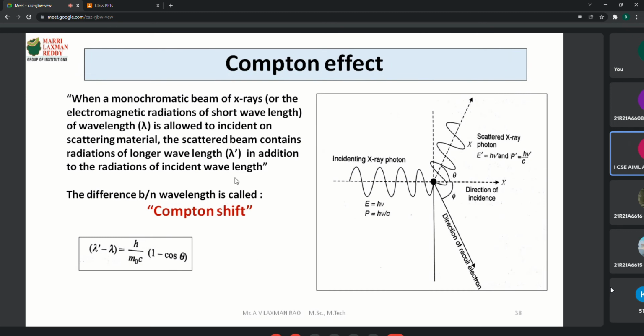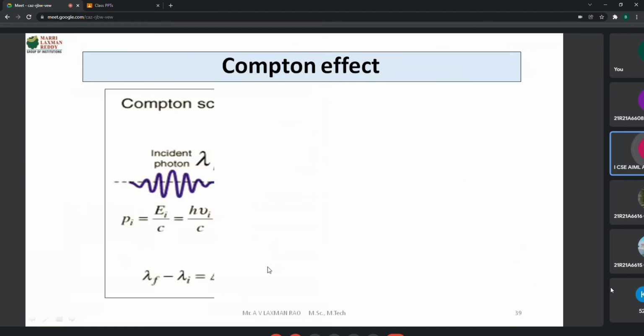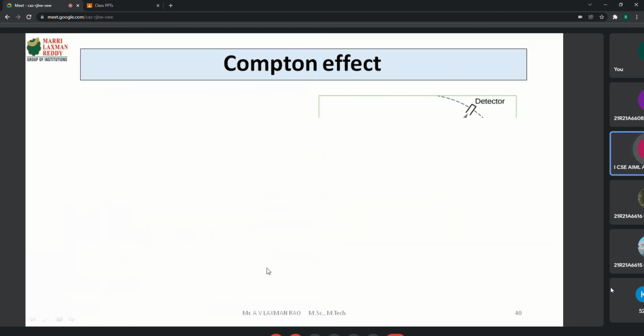Okay. So for this experiment, you need to draw the diagram, and the definition you have to write. And what is this Compton shift? Shift means this one: h by m naught c into (1 minus cos theta). In terms of sine also we can write. How we can write? Like this we can write. Okay. And there are some graphs also, graphical things are also there.